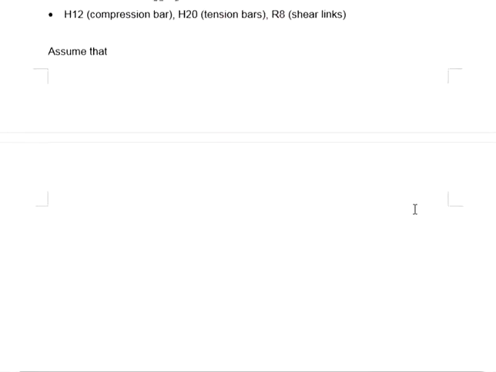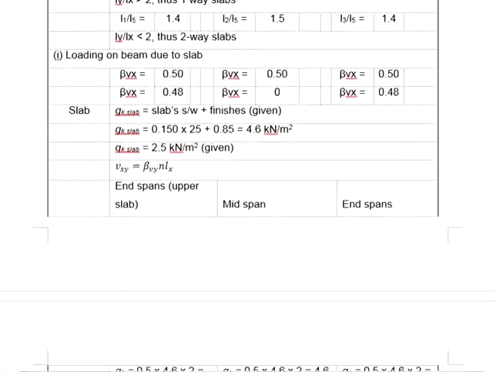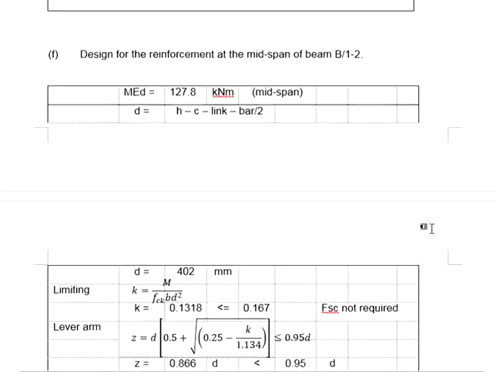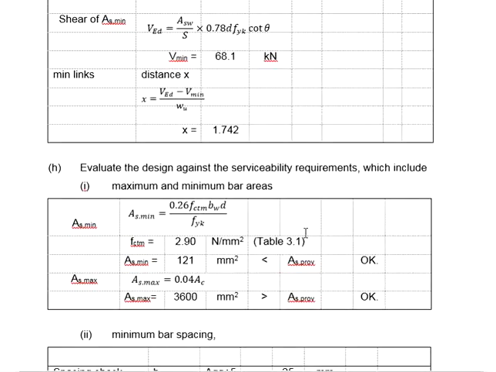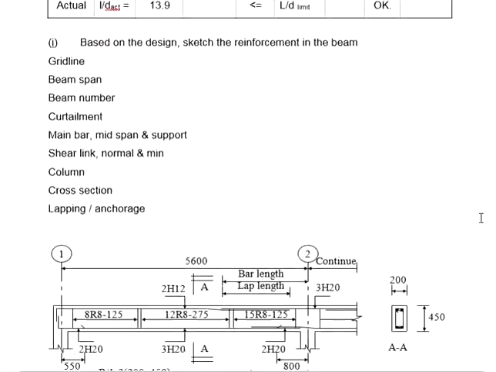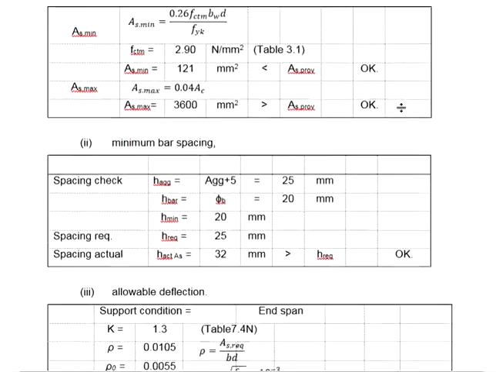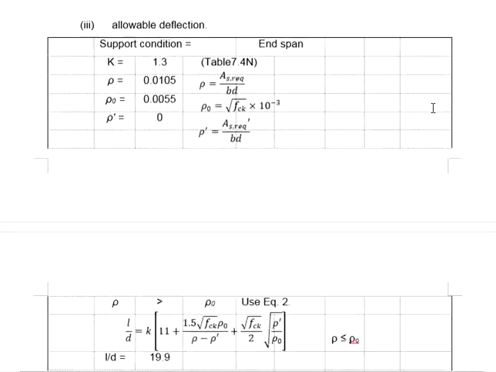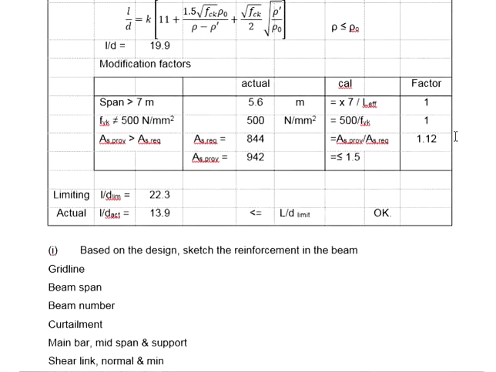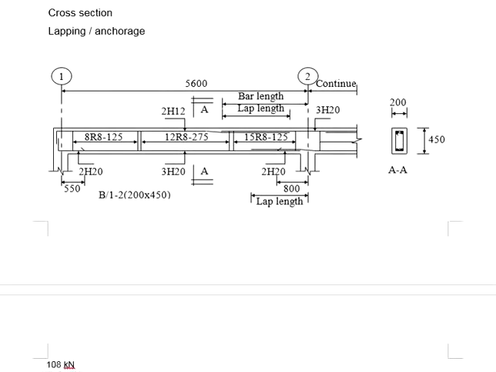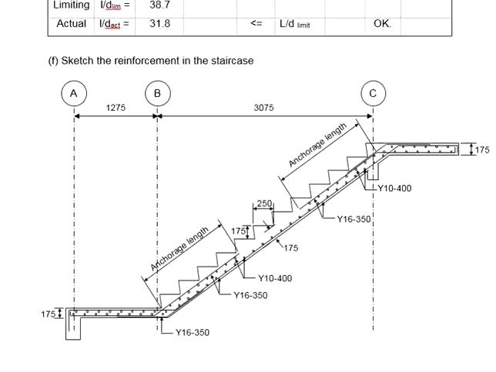Now the design covers the analysis of the load, design for the ultimate limit state, particularly the moment and shear, checking for the serviceability requirements such as the maximum and minimum bar areas, minimum bar spacing, allowable deflections, and etc. And also the detailings of the structural elements. We have shown the detailings for the beam, detailings for the slab, as well as the detailing for the staircase.